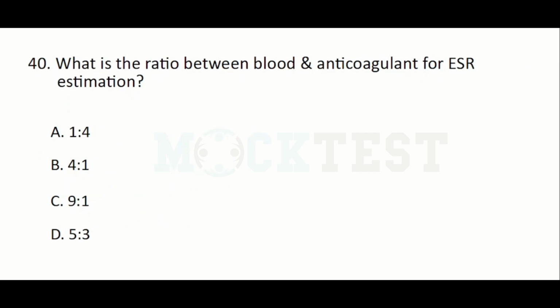What is the ratio between blood and anticoagulant for ESR estimation? Option A, 1:4. Option B, 4:1. Option C, 9:1. Option D, 5:3. Answer, 4:1. 4:1 is the ratio between blood and anticoagulant for ESR estimation.